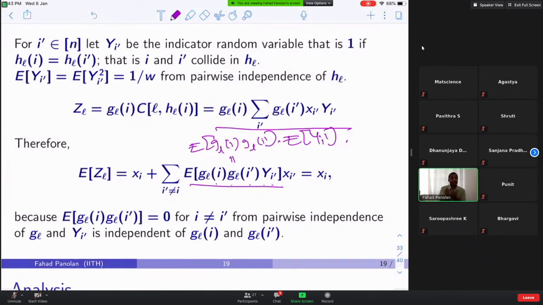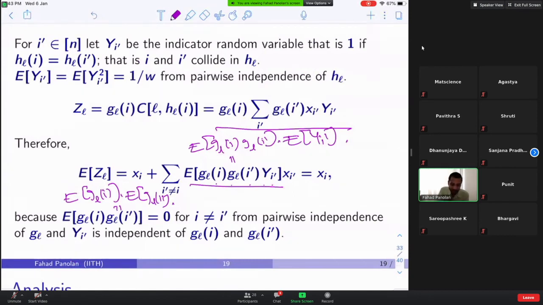Now look at expected value of GL. GL of I and GL of I prime are also independent. Why? They are pairwise independent. Whenever I not equal to I prime, they are pairwise independent. And this you could write as expected value of GL of I times expected value of GL of I prime. Correct? Because they are pairwise independent.